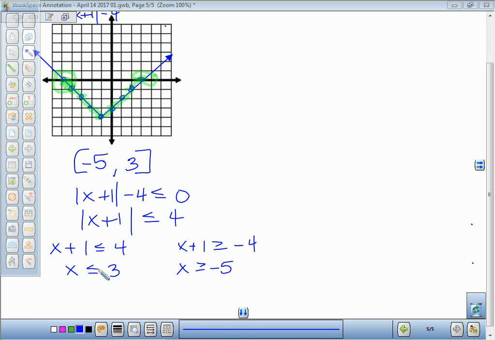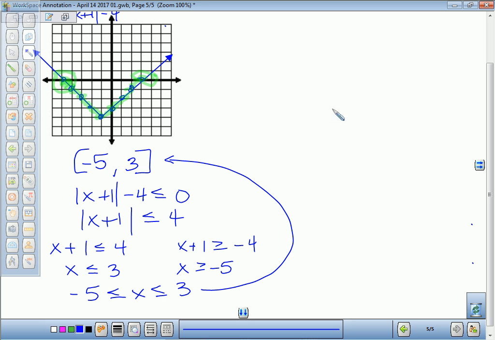Well, if it's less than 3 and greater than -5, isn't that an interval? Yeah. We could actually write it as a compound inequality. All the answers are between -5 and 3. That's what these two together mean. So here they are as separate inequalities. This is as a compound, and that is as an interval.